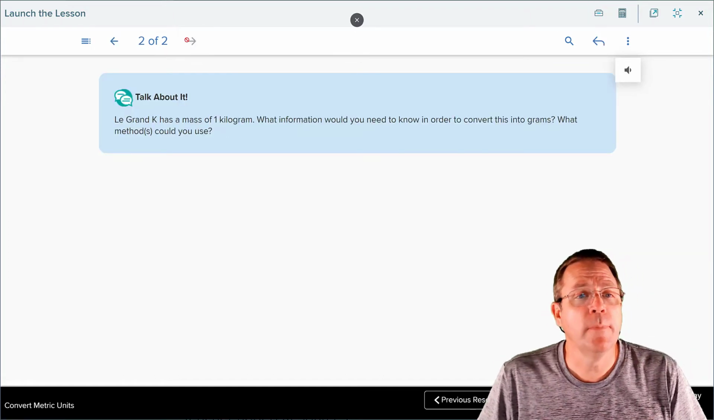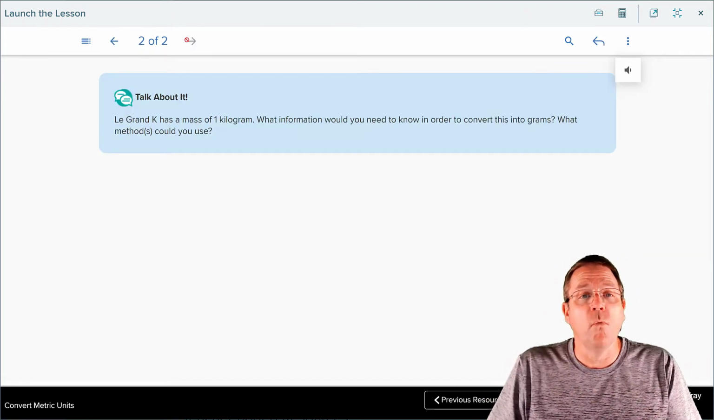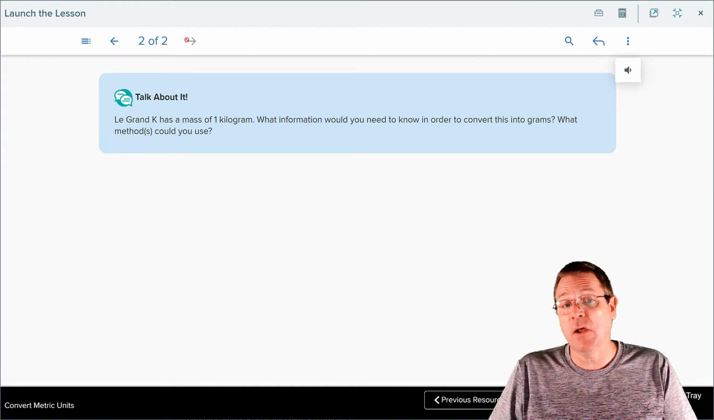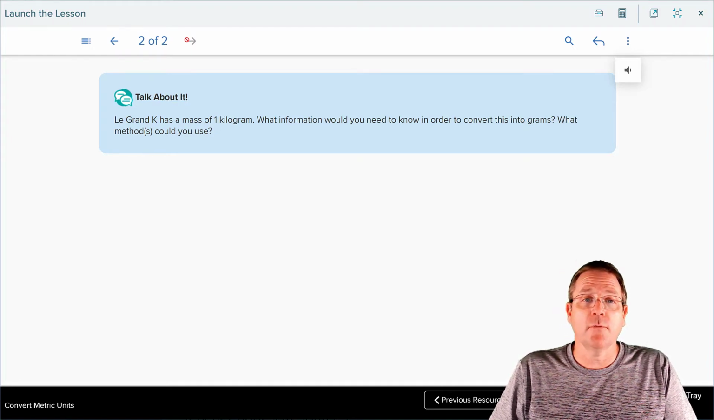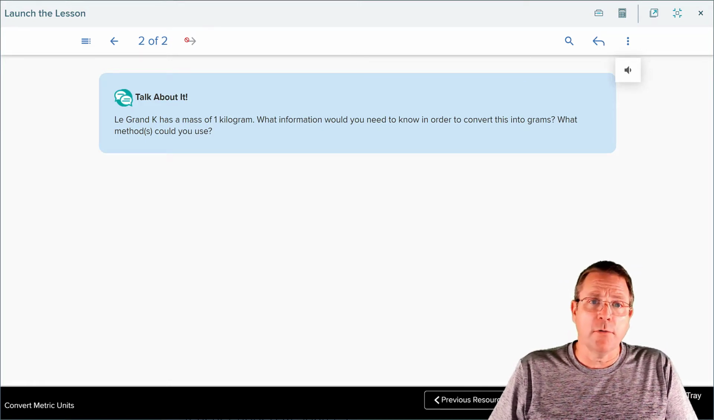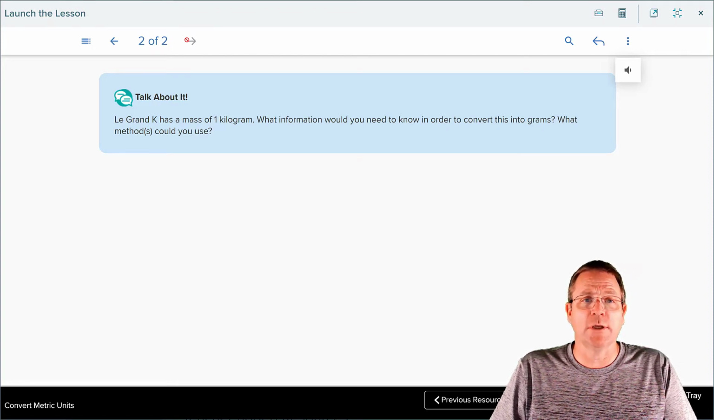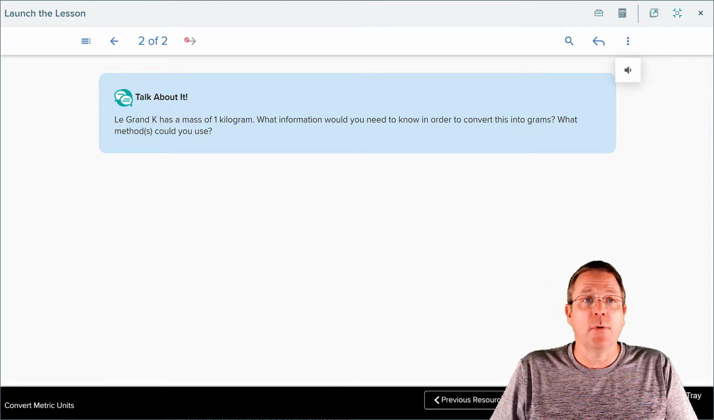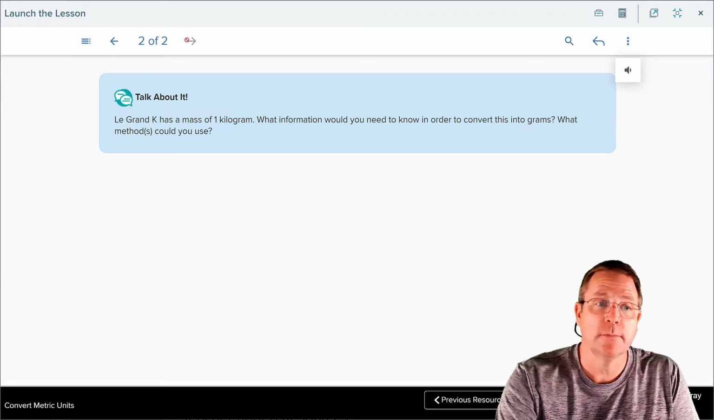Moving to our next slide, Le Grand K has a measure of 1 kilogram. What information would you need to know how to convert this into grams? What methods could you use? Well, you'd need to know how many grams were going to be in a kilogram, right? And then you could easily convert it from kilograms to grams. What methods could you use? Well, you could use a bar drawing, but I just don't really like that, particularly considering there'd be 1,000 little bars in it going from a kilogram to a gram. I think that using the ratio method would be a lot better choice to use.